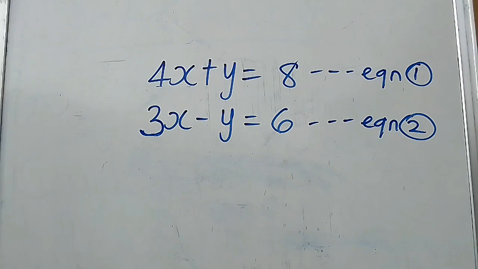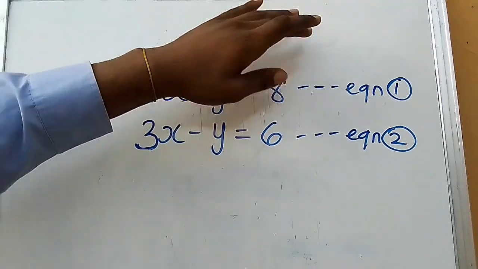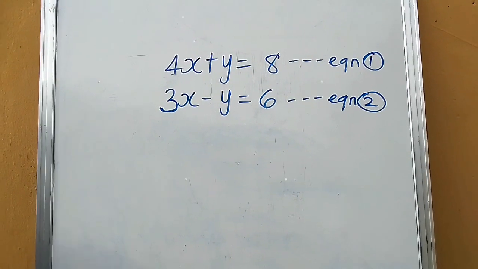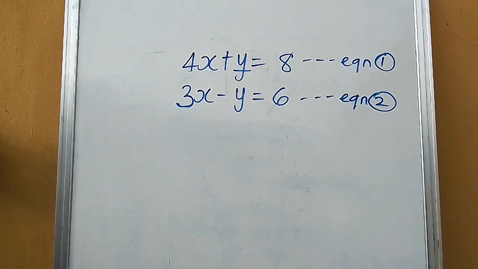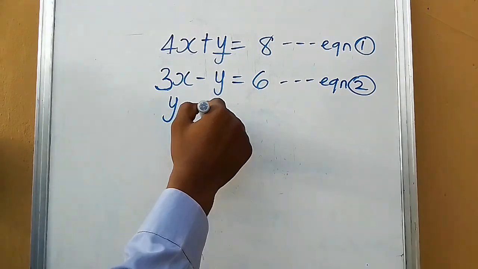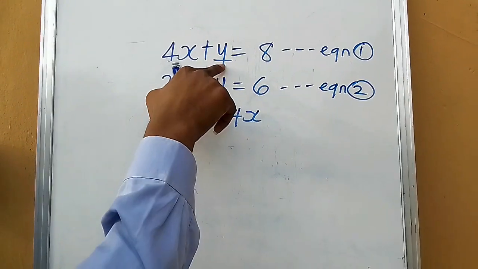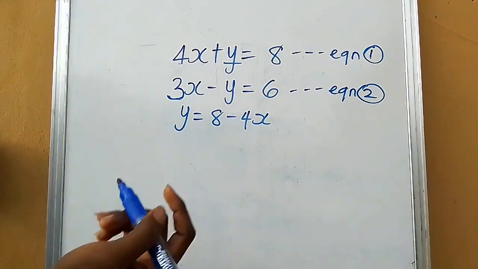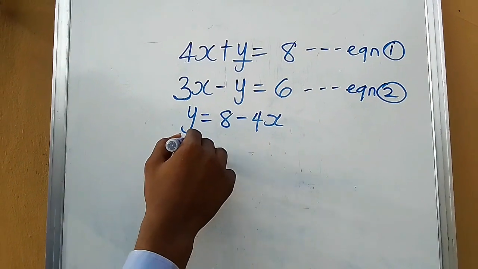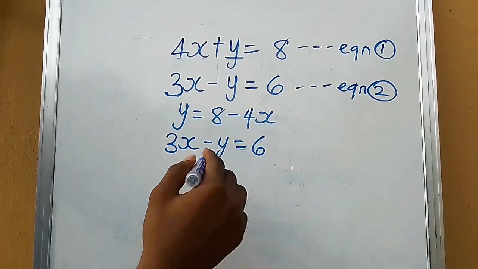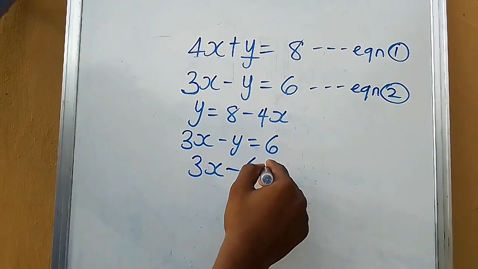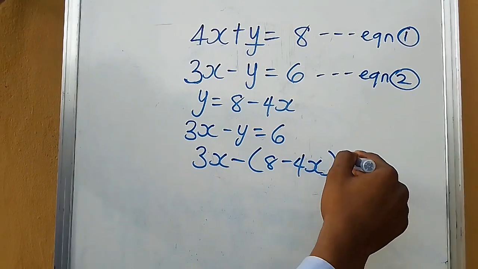So from here, we have 4x plus y equals 8, that's equation 1, and 3x minus y equals 6, that's equation 2. So from here, we want to get the value of these variables. How? By rearranging: y equals 8 minus 4x. So from here, I've gotten y. We made y the subject of the formula, equals 8 minus 4x. So what's the next thing? We substitute it into the second equation. The second equation is 3x minus y equals 6. So 3x minus y here now becomes 3x minus bracket 8 minus 4x equals 6.